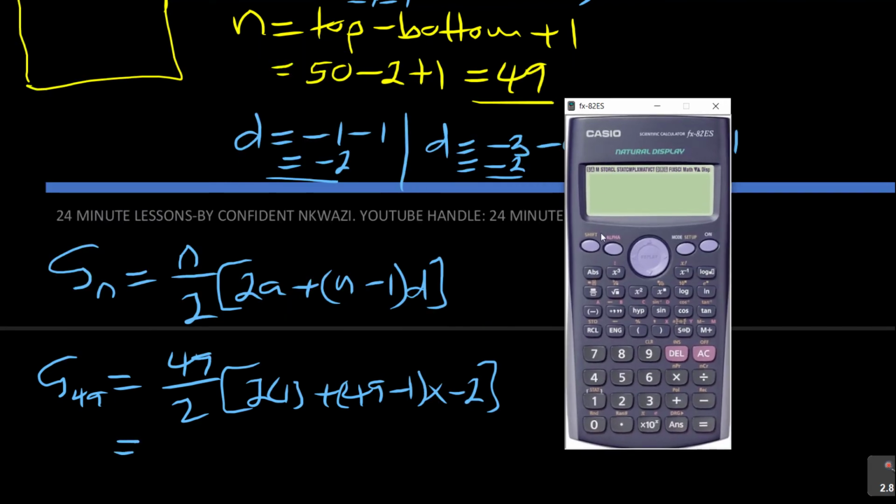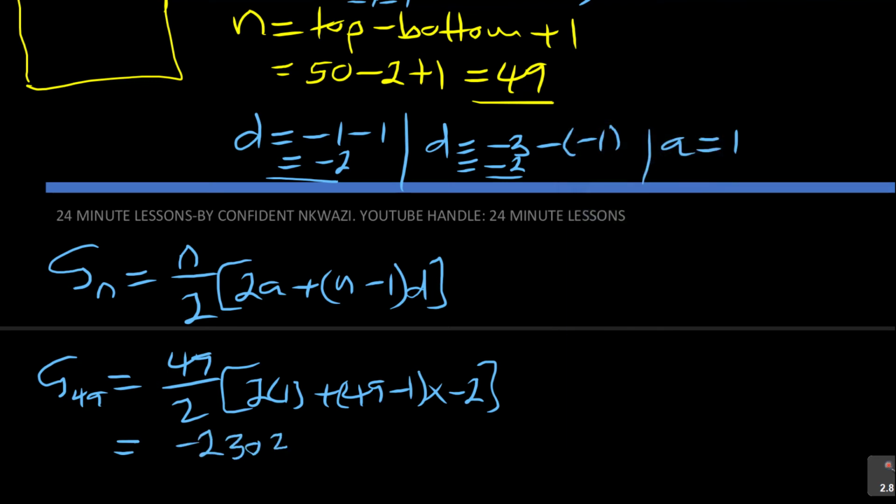And if we use the calculator for that, to say over 2, and then it will be 2 times 1. As I say, be careful with the brackets, especially here, because they are inner brackets and outer brackets. Plus 49 minus 1. Then you say times negative 2, but don't forget to close the outer bracket. It's negative 32303.